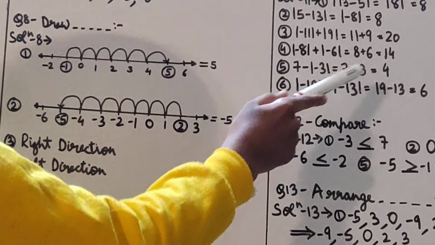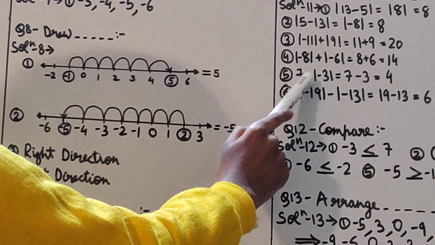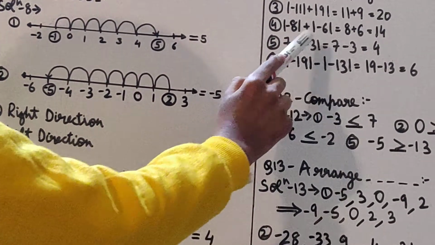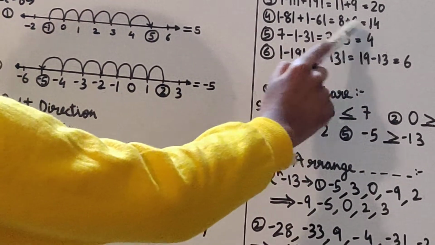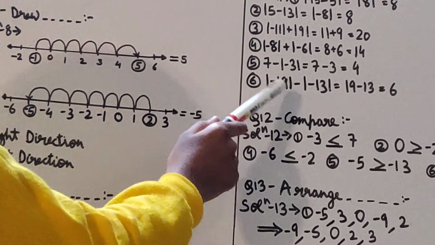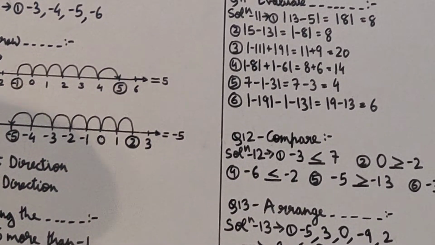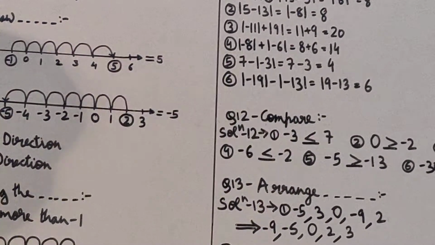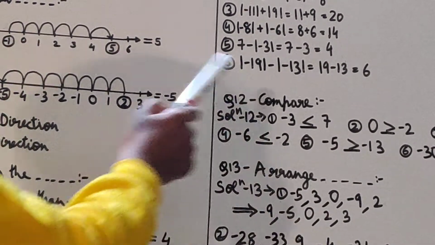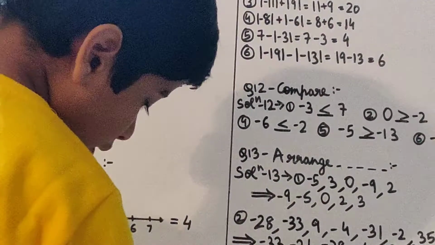But when it will be out of the modulus, then also it will have a minus sign only, because there is a minus sign over here. You can observe this. That is why it will be minus. So 7 minus 3 will be 4. Then the last, minus 19 in the modulus minus 13 in the modulus is equal to, so now minus 19 will be plus 19 and minus 13 will be plus 13. 19 minus 13, 6.